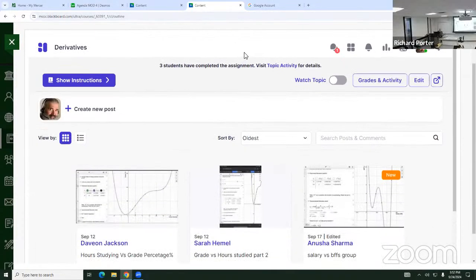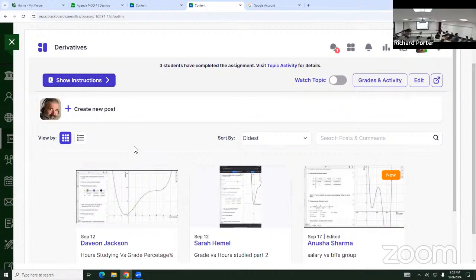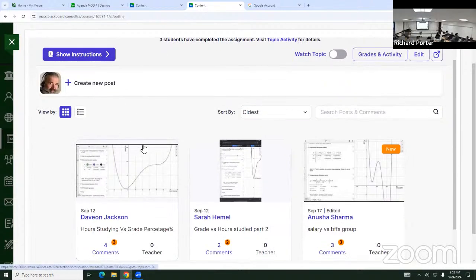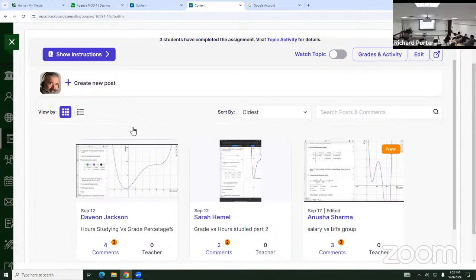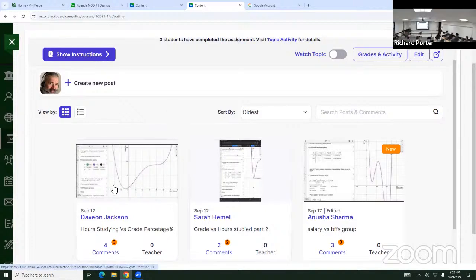These are due tonight, right? And these derivatives are due tonight, or were they due last week? Tonight. Due tonight. Did you finish them? Okay. Let's start with Davon's group.